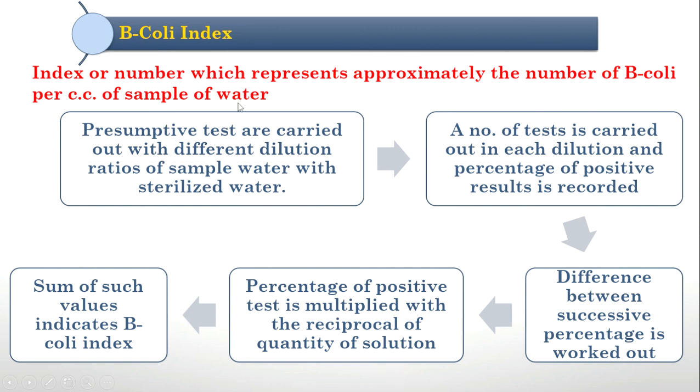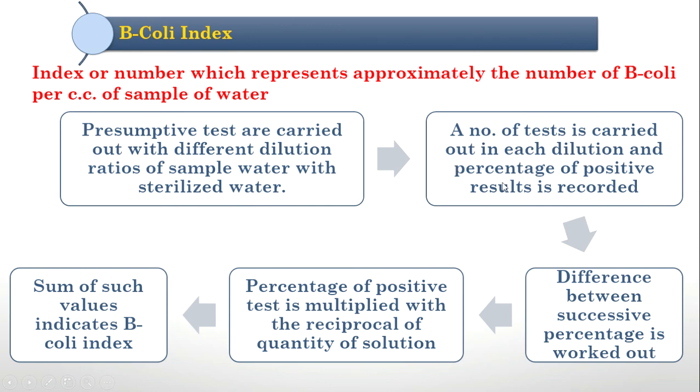First, we all know that we will conduct the presumptive test with different dilutions of sample water with sterilized water. We will do a number of tests using the same sample. Out of that, some will be positive and some will be negative, because when we are taking samples, it may not always be representative. Some samples may be pure, some may contain bacteria. So a number of tests is conducted and some may be positive and some may be negative.